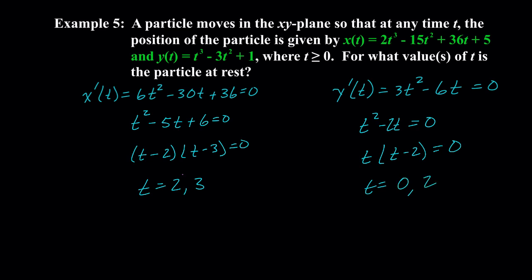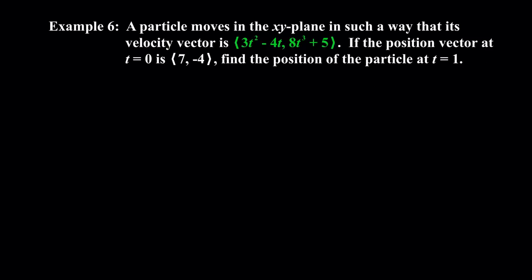Well, if you'll notice, 2 is in common with both of these. All right, so what that means is that your particle is at rest when t is equal to 2, because it's at rest both horizontally and vertically.